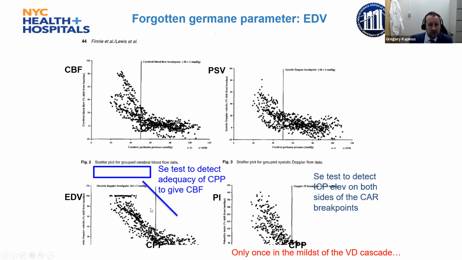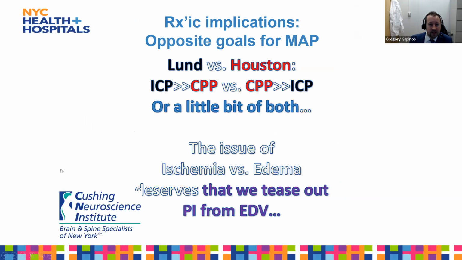So all the fuss and the publications that have been going on in the 2010s about PI, to me, was a little bit weird. We should have been paying attention also to the end diastolic velocity.